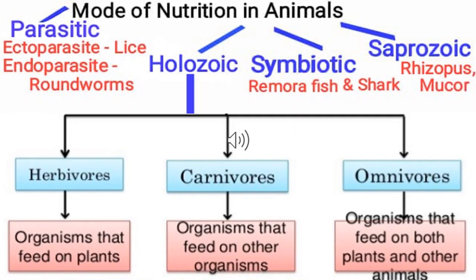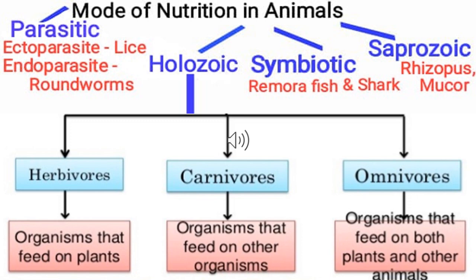Mode of nutrition in animals. The animal's nutrition mode is of following categories: parasitic nutrition, holozoic nutrition, symbiotic nutrition and saprozoic nutrition. Parasitic nutrition. The animals which are depending upon host for their food, they are the parasites. Parasites are of two types, ectoparasites and endoparasites.